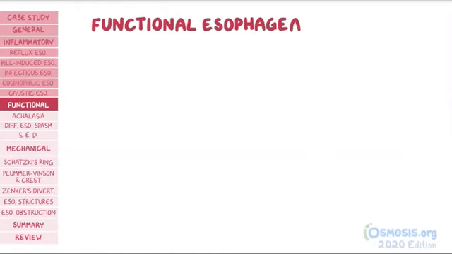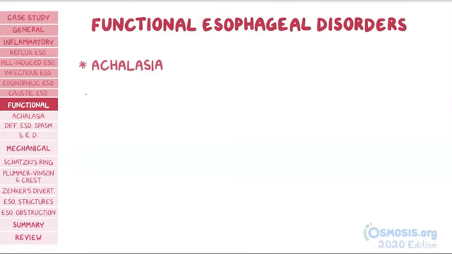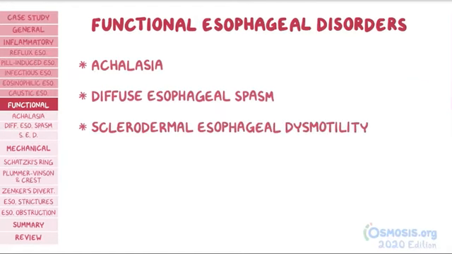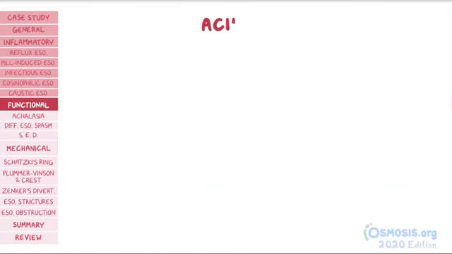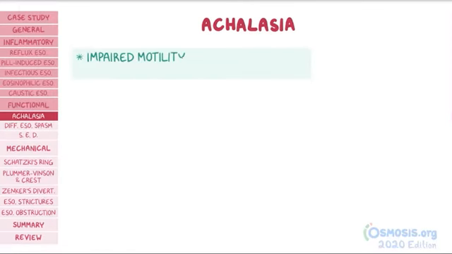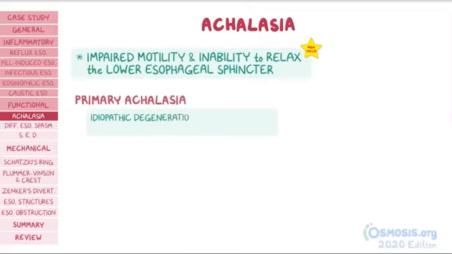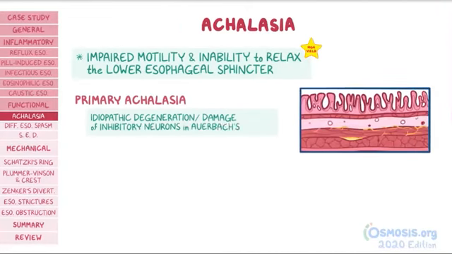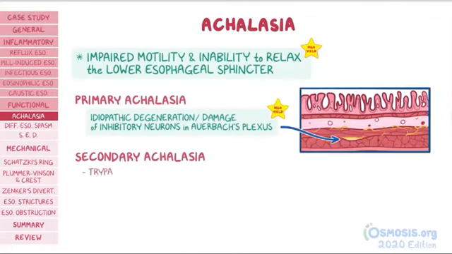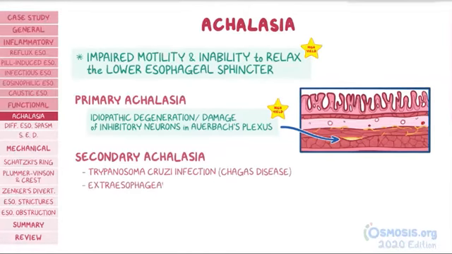Moving on to functional esophageal conditions, which include achalasia, diffuse esophageal spasm, and scleroderma esophageal dysmotility. Achalasia is when there's impaired esophageal motility and the inability to relax the lower esophageal sphincter. The most common cause of primary achalasia is idiopathic degeneration or damage of the postganglionic inhibitory neurons in the mesenteric or Auerbach plexus of the esophagus. There's also secondary achalasia, which is caused by Trypanosoma cruzi infection that causes Chagas disease, or extraesophageal malignancies.